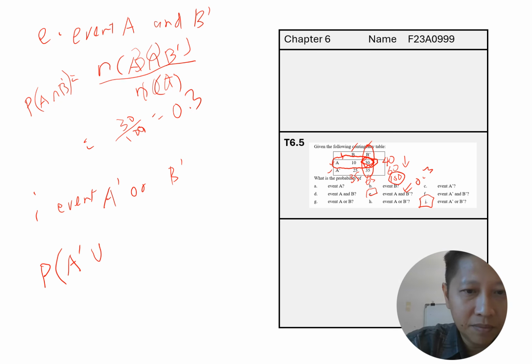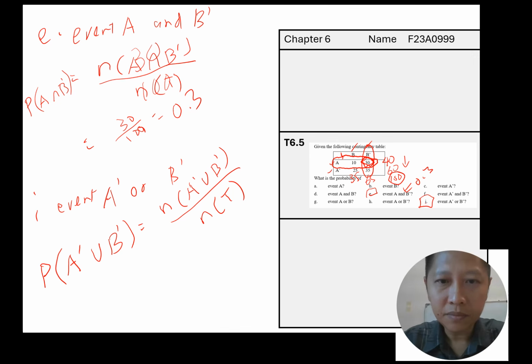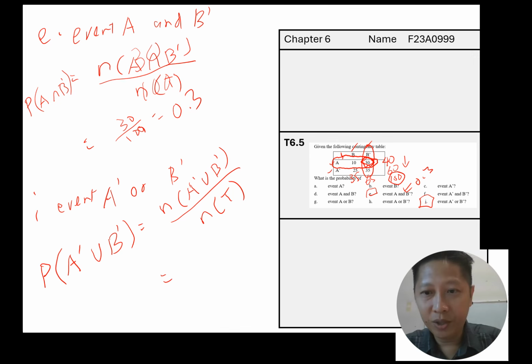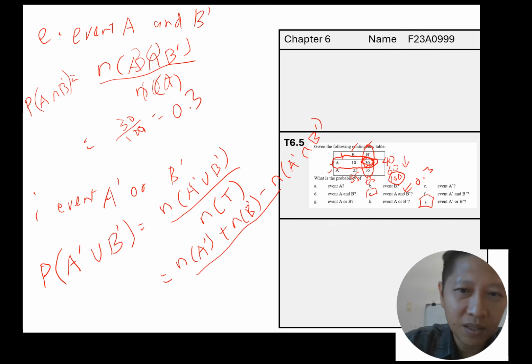P of D will equal to, okay, we just take the same expression here, divide by the n total. When we have the union, go back to the first question just now, 6.4, it is equal to the n complement A plus n complement B minus n complement A intersect with complement B, and divide by the n total.